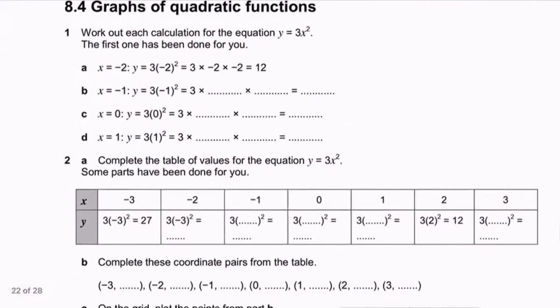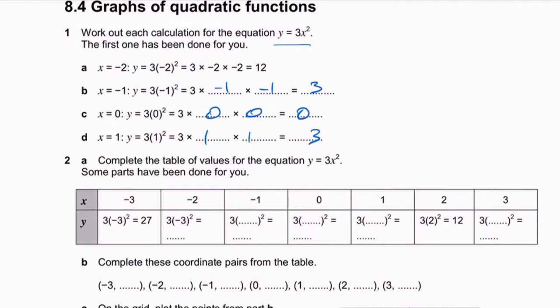Work out each calculation for the equation y equals 3x squared. The first one has been done for you. x equals negative 2. This is just substitution, nothing to it. Negative 1 times negative 1 means 3. 0 times 0 means 0. 1 times 1 means also 3. Complete the table of values for the equation y equals 3x squared. So this will be 27.